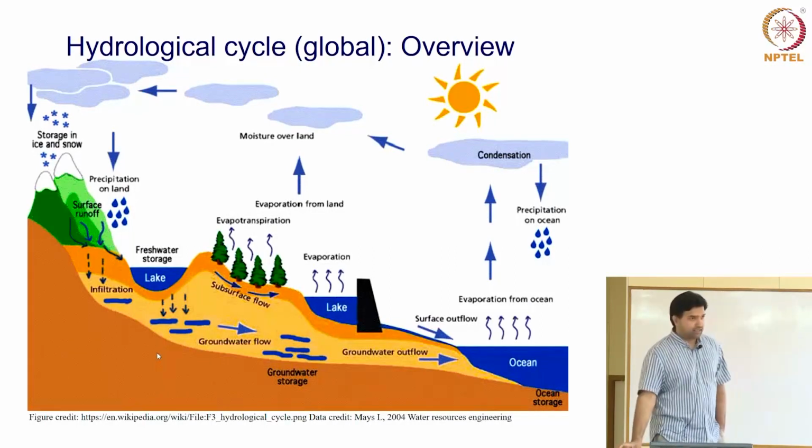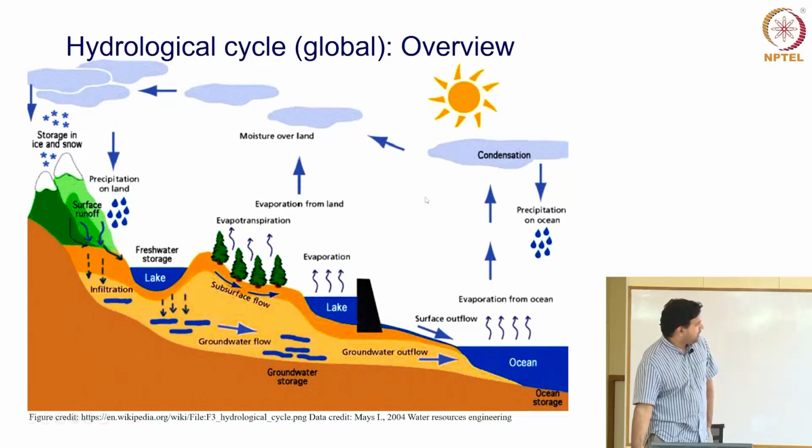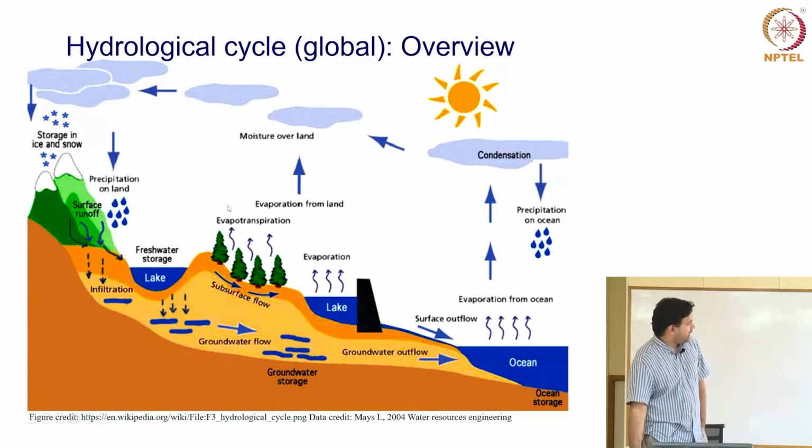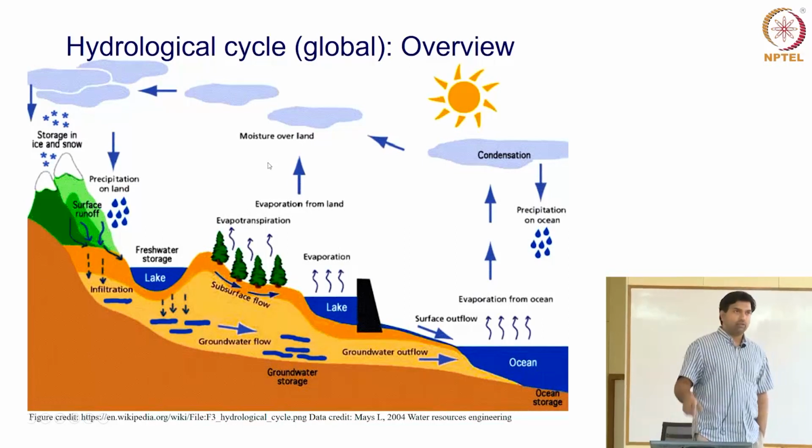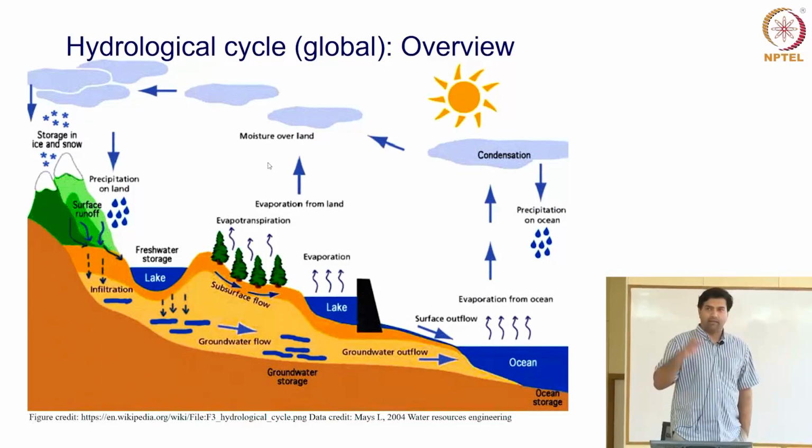So you have a cycle. The reason it's called a cycle is because you have evaporation from the ocean and then precipitation back onto the land, and then flow over the surface or under the surface and then emptying out into the ocean. You also have evaporation and transpiration that goes back into the atmosphere. So there is a big loop, there is a big cycle.